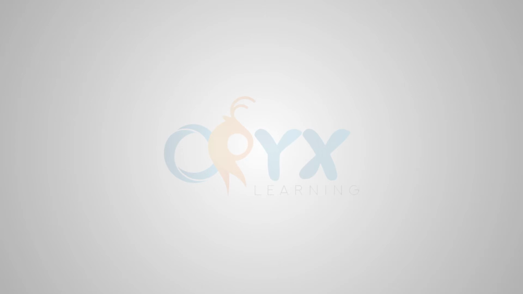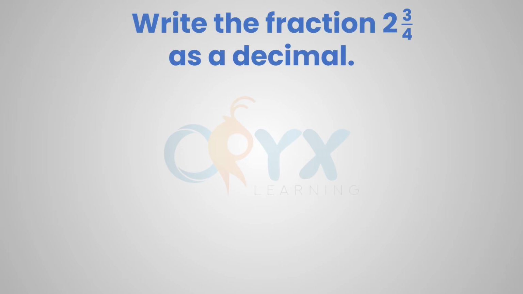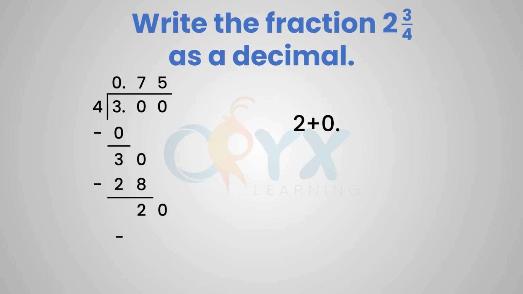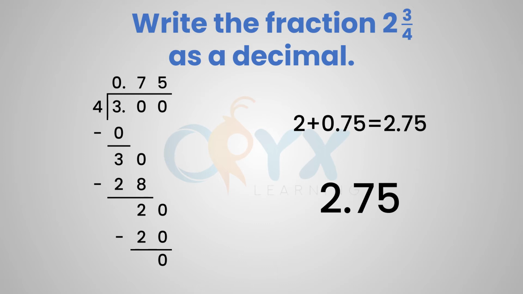Our next example, write the fraction 2 3/4 as a decimal. In order to write a fraction as a decimal, divide the fraction part of the mixed number using long division. So in this case, I'm going to take 3 divided by 4, as shown here, to get 0.75. Next, I want to add on the whole number. So 2 plus the 0.75 would give me 2.75. So 2 3/4 is 2.75 as a decimal.